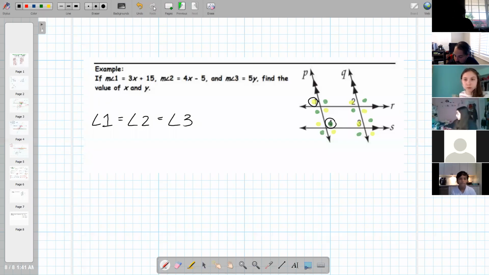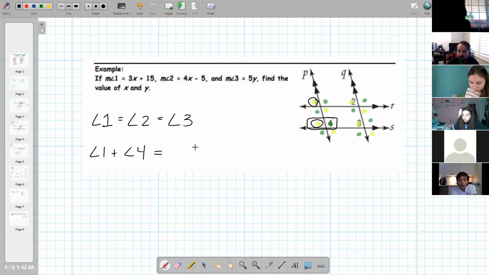But notice that angle 1 is the same as this one, right? Yes. And is there a relationship between these two angles? What do we know about those two angles that are next to each other there? Linear pair. They're a linear pair. So we also happen to know that angle 1 plus angle 4 has to equal 180 degrees. It's a linear pair.